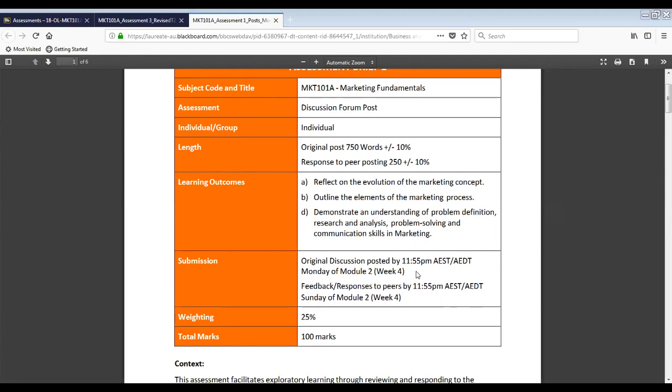So on Monday, we expect your friends also submitted their own posting, uploaded their own posting, and so select 2 and you give feedback. Now, in terms of selecting 2, my preference is to give the balance. So select the one that has not received or has received the least number of feedback. Okay, so that's basically assessment 1.